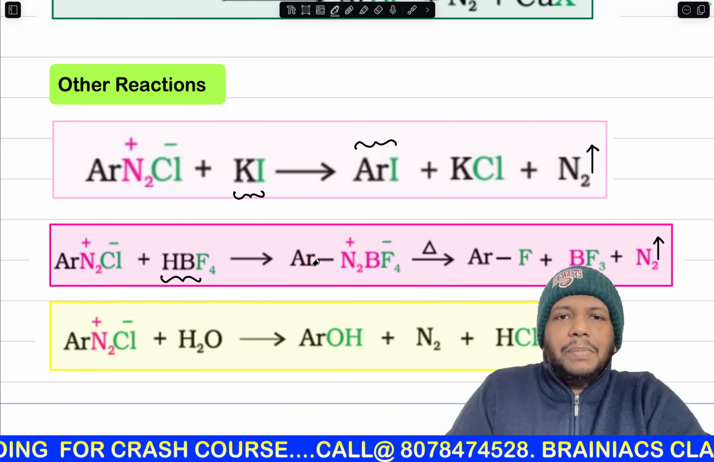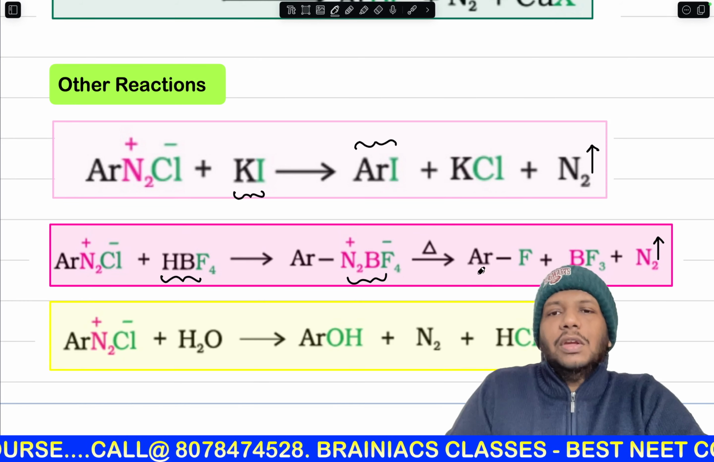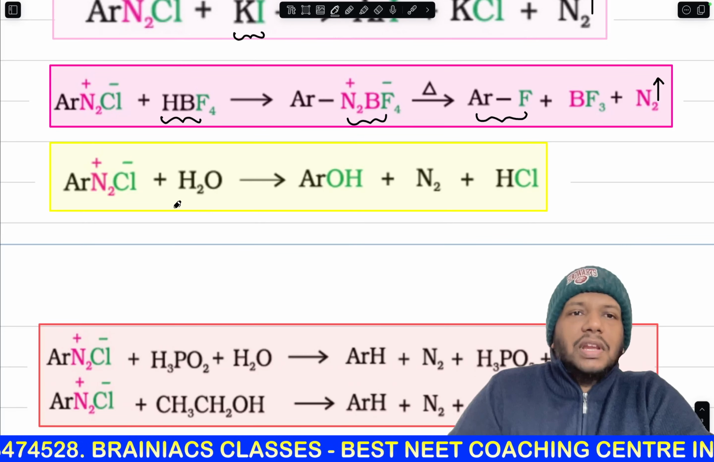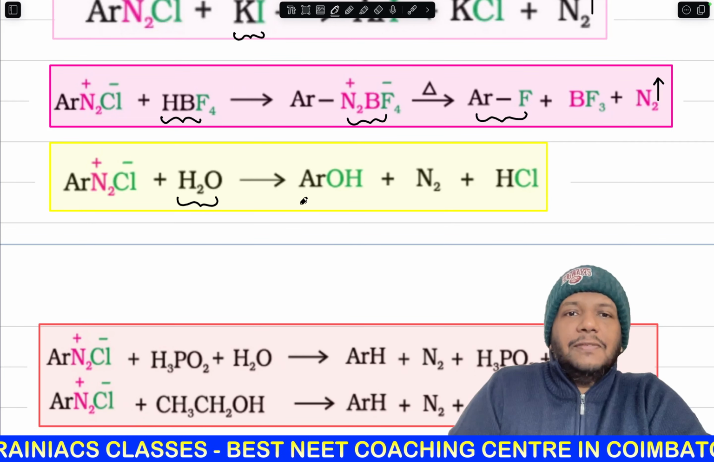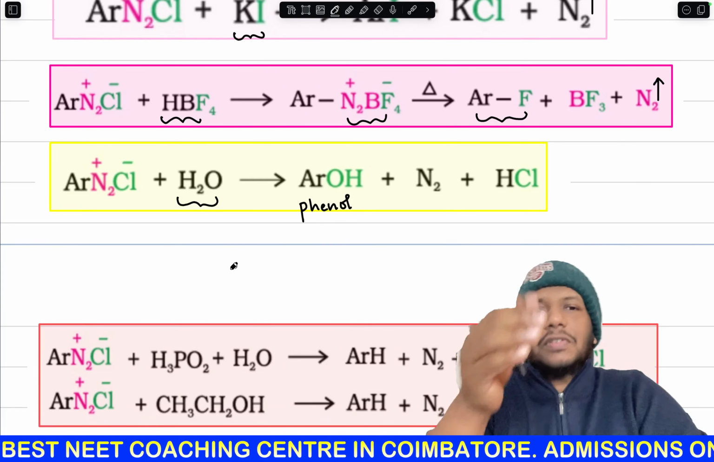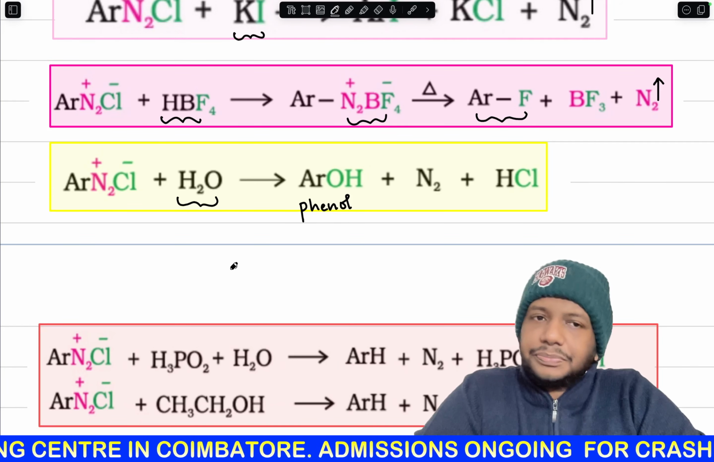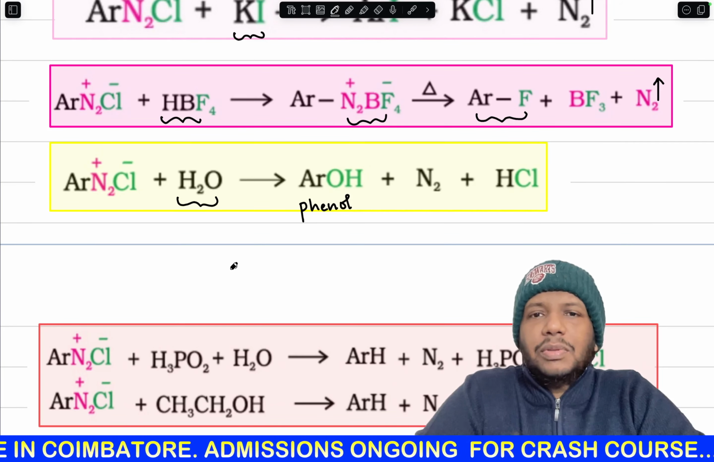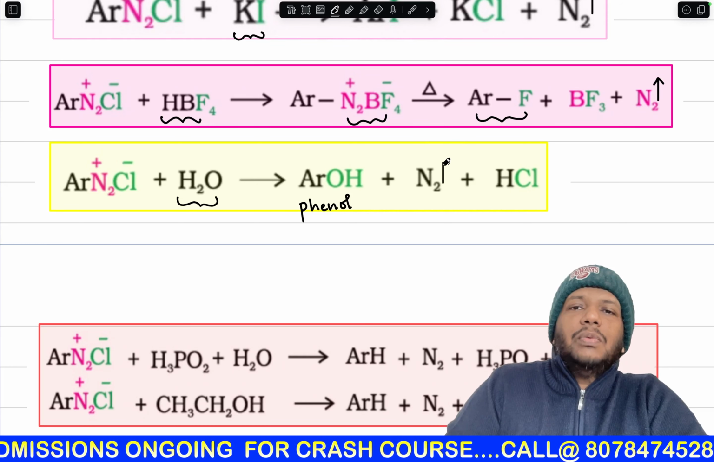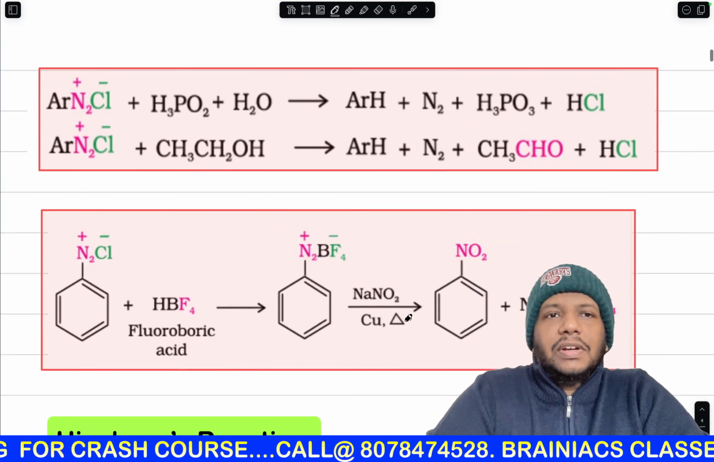So you are getting benzene diazonium fluoroborate, which on heating you are getting fluorobenzene. Okay, and the last one, when you are treating the same with water, you are getting phenol. So it's one of the methods of preparation of phenol also. You take benzene diazonium salt and do hydration or treat it with water. Again, nitrogen gas would be eliminated and you are getting what? Phenol.